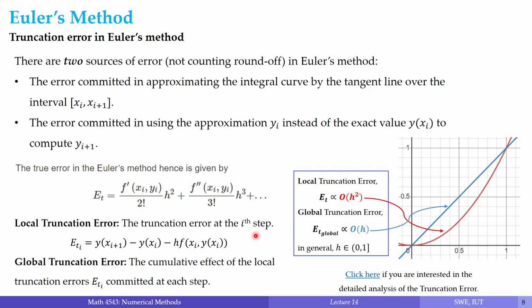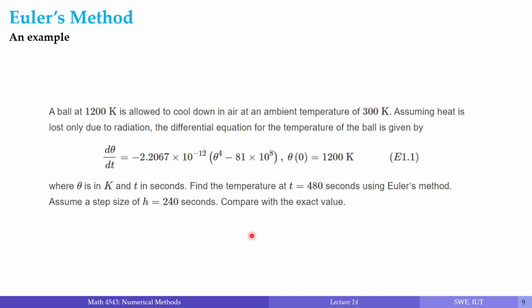Fine. So now that we know how the local and the global truncation errors go with respect to the step size, let's proceed and try to solve an example. The example is that we have a ball at a particular temperature of 1200 Kelvin, and we are cooling it down at room temperature, at an ambient temperature of 300 Kelvins. So the ball was heated up and now it's cooling down in room temperature.